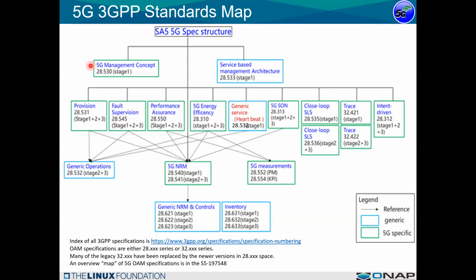So the basic 5G management concept is in 28.530, the SBA service-based architecture is in 28.533, configuration management in 531, FM fault supervision in 545, performance assurance in 550, energy and spectrum efficiency in 310, the 5G network resource model in 540 and 541, based upon 620, 621, 622, and 623 for the generic network resource model, the unified information model, and 532 for generic operations, measurements, and performance measurements and key performance indicators in 552 and 544, generic services in 532, self-organizing networks in 313, closed loop SLS in 535, call tracing in 421 and 422, and intent-driven networks in 321 and 312.